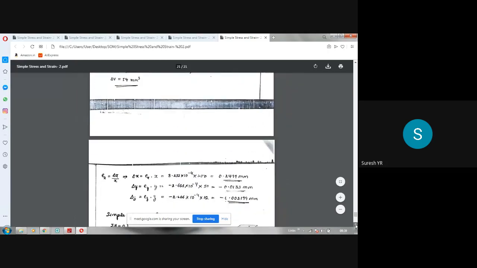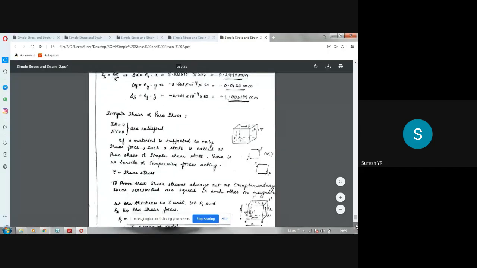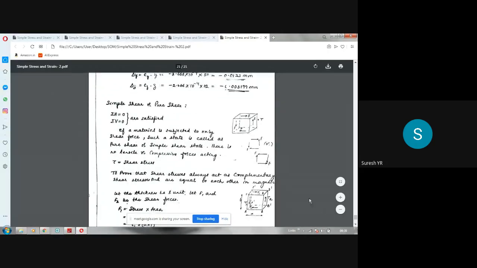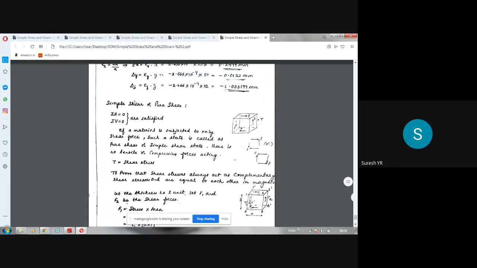Now today, a very important concept called simple shear or pure shear. Sometimes a block is subjected to only shear force. It is not subjected to any tensile or compressive force. As of now, you know the difference between normal force and shear force. Normal force is the one which acts perpendicular to the cross section. It can be tensile or compressive.